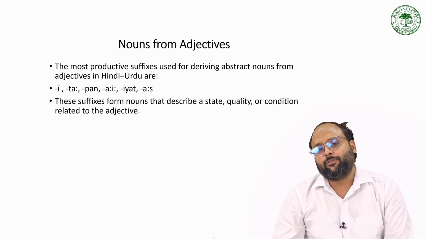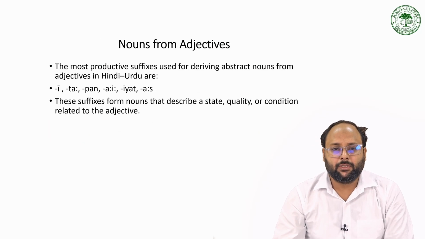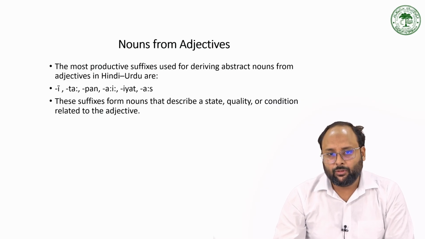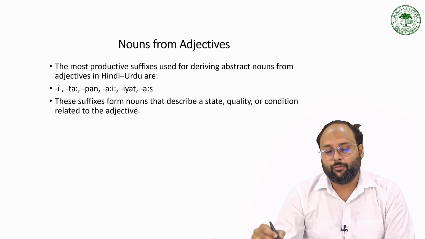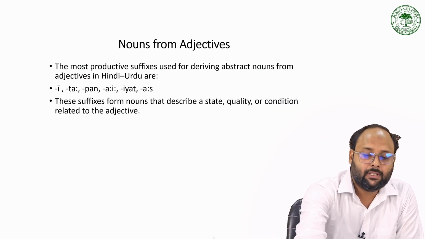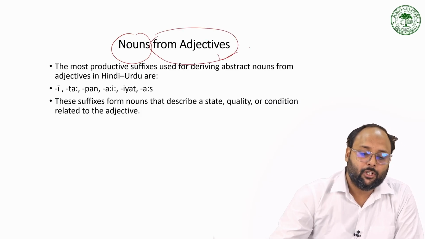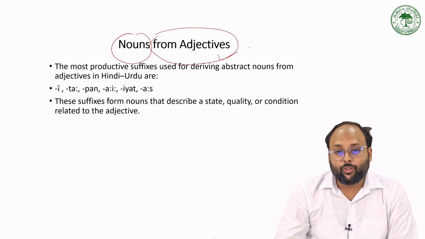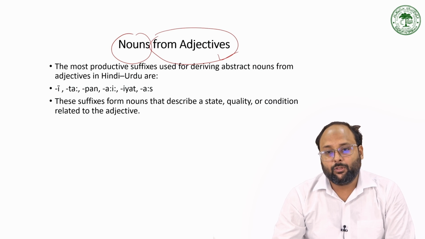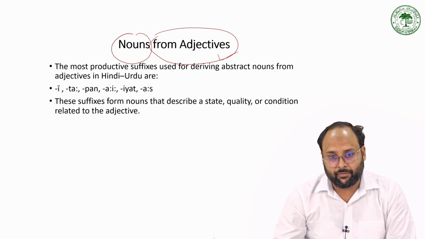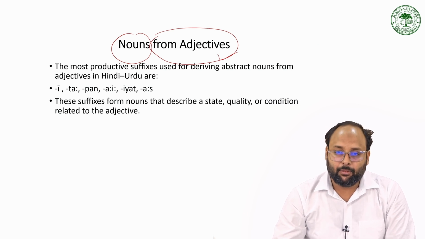And there is another type of derivation, which derives the noun from the adjective. Previously we were discussing the derivation of noun from noun. Now we are discussing the derivation of noun from adjective. There are lots of adjectives, so we use some types of suffixes and they give the meaning of noun.